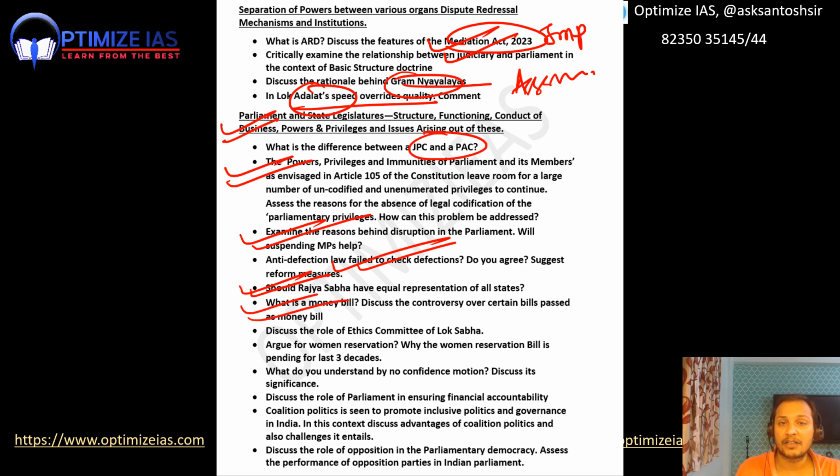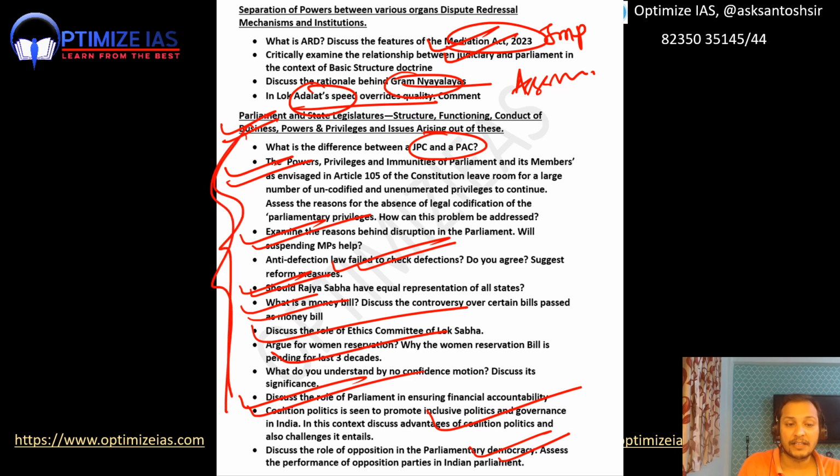Then what is a money bill? What are the constitutional provisions related to money bill? Misuse of money bill. Then ethics committee. Then women reservation. Next, what is the role of Parliament in financial accountability? Then coalition politics and role of opposition. But the more important ones are the initial 5, 6 topics.